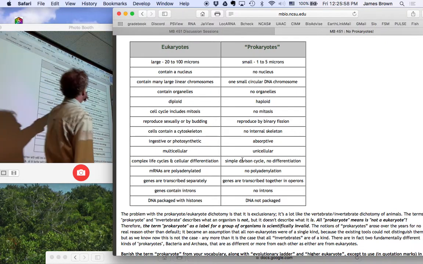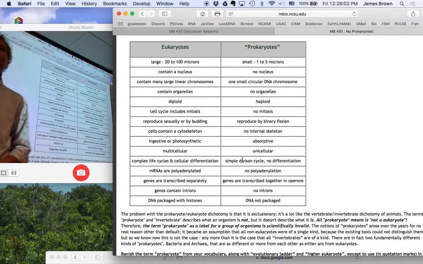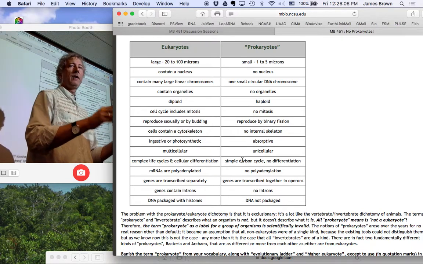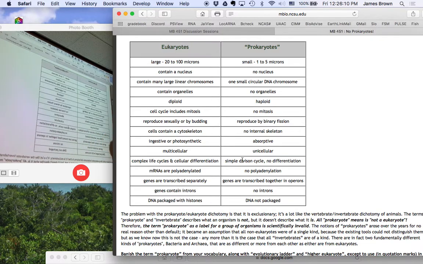For example, eukaryotes are large, prokaryotes are small. Come on. The reality is something like 30% of the less than 10 micron size organisms in the ocean are eukaryotes. You look at them under a microscope, you think they were bacteria, but they're not, they're eukaryotes. Likewise, there are lots and lots of bacteria that are large. I showed you one yesterday, Epulopiscium fishelsoni.